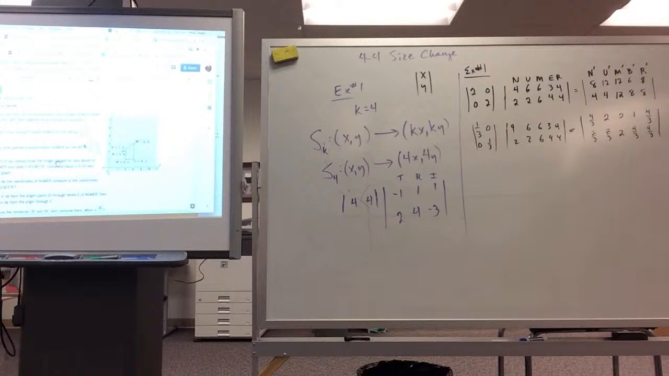And then you don't have to plot a whole polygon if you don't want to. You can just plot a couple of points. And you're going to take this and put it on here. And you should see that everything is twice as big.